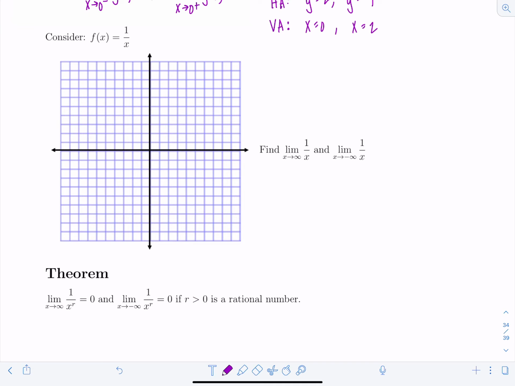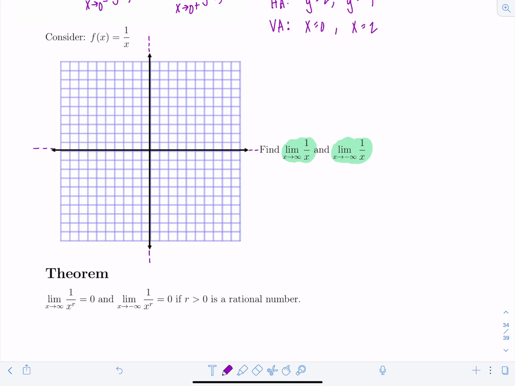So let's graph it, and then we're going to use the graph to find the following two limits. The limit as x approaches positive infinity for 1 over x, and again the limit as x approaches negative infinity for 1 over x. So reciprocal function has vertical and horizontal asymptotes at the x and y axes. Probably remember learning this in pre-calc.